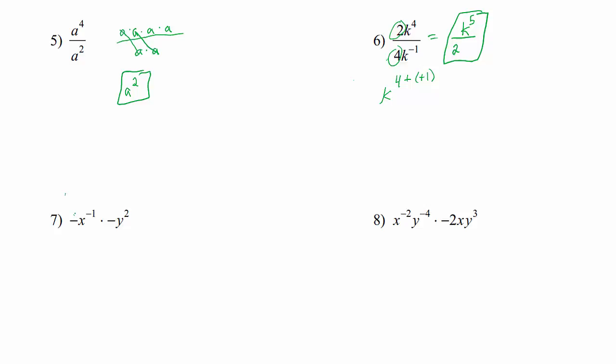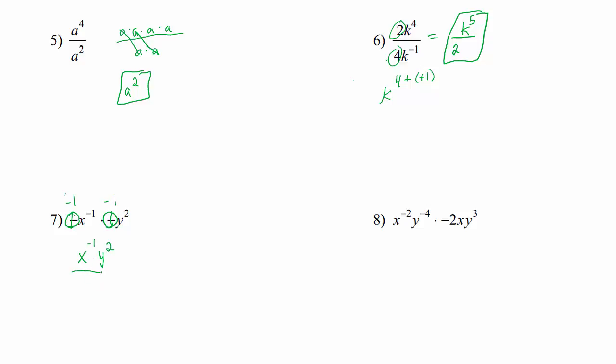On number 7, one thing we have to deal with here is negatives in front of both of these. This is like having a negative 1 and a negative 1. And when we multiply together 2 negative 1s, we get a positive 1. And so what's happening is these negatives cancel each other out. So once we've done that, we still have x to the negative first and y squared.